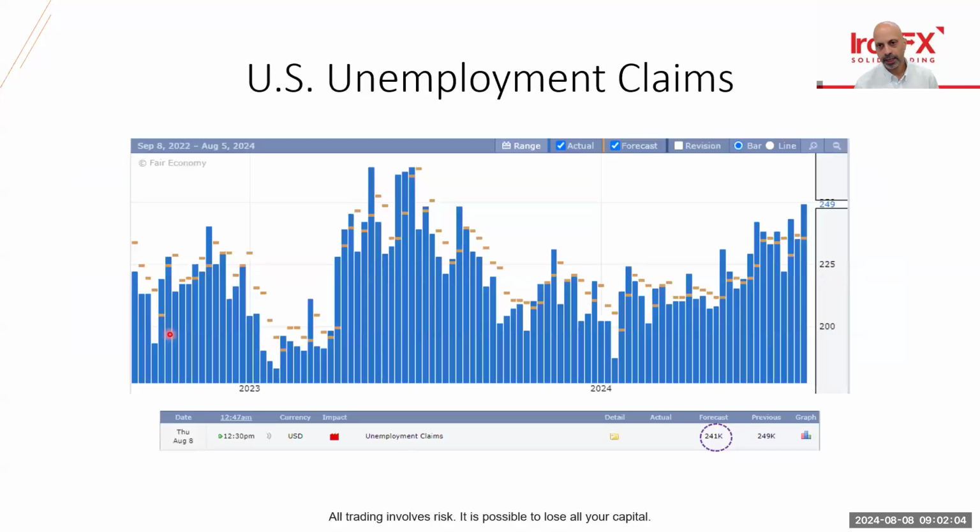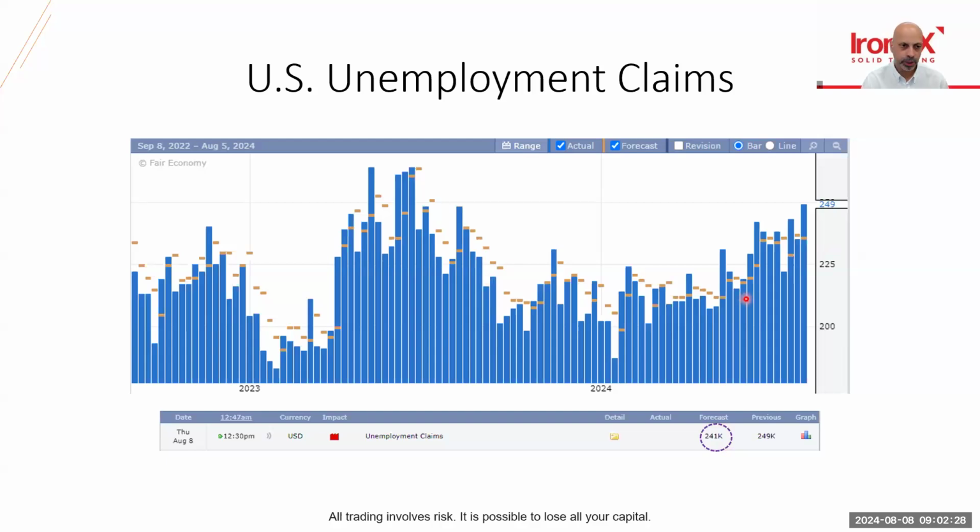Now, looking at unemployment claims, basically this data is released on a weekly basis, and it tells us the number of Americans filing for unemployment benefits. So naturally, if we see this figure increase, it shows some weakness in the US labor market. And conversely, if we see it decreasing, as what we saw in the second half of 2023, it shows some resilience in the labor market.